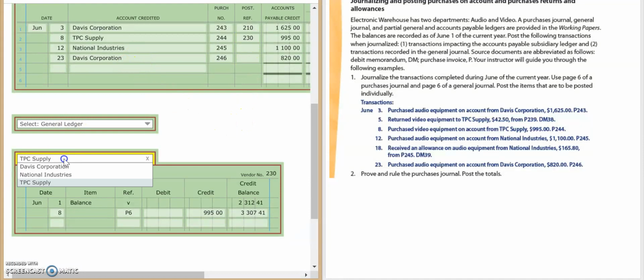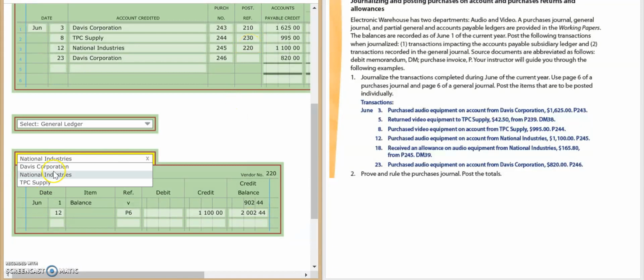And then our next one is National Industries. So we'll open that one. This is on the 12th. P6. We have a credit of 1100. This one has nicer numbers. 902.44 plus 1100 is $2,002.44. Come back up and put 220.